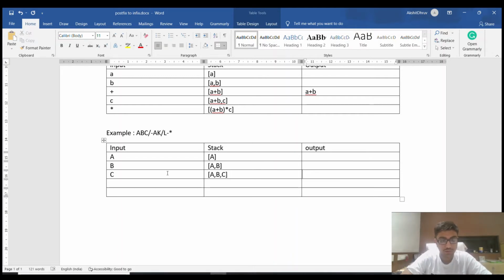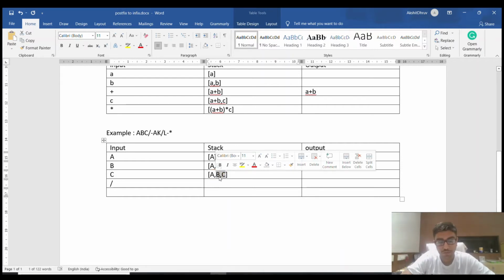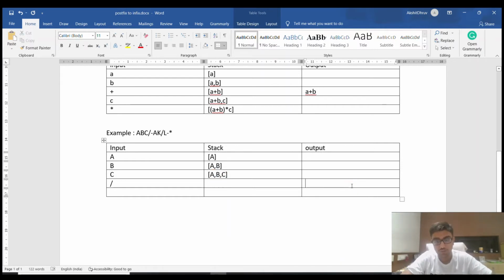So now what will happen? All are operands. Till now we were just pushing, and the top of the stack is C. Whoever comes last will remain at the top. Now division. As soon as the division comes, the process starts. Remove the top two elements of the stack. Who are the top two? B and C. So B and C will be removed first, and after that we will add the sign.